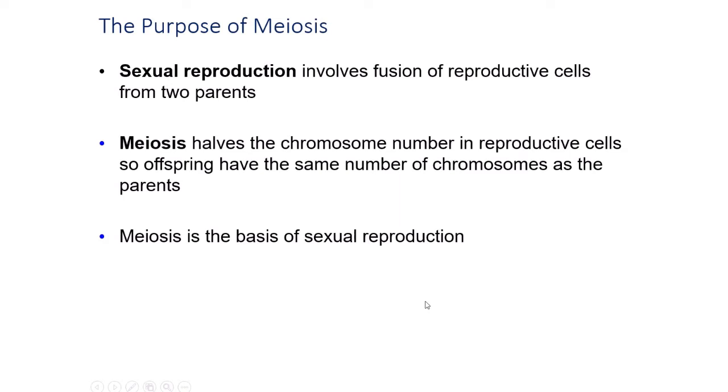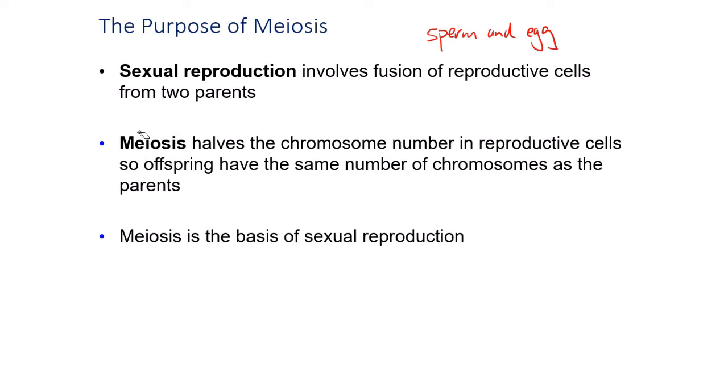So the purpose of meiosis is to allow sexual reproduction. In lecture 6, I think, we learned about asexual reproduction, where you only need one individual and all the offspring are going to be genetically identical to the original parent. But sexual reproduction involves the fusion of reproductive cells from two parents. So in humans, the reproductive cells are basically sperm and eggs. And the sperm will fertilize the egg and it will create the baby.